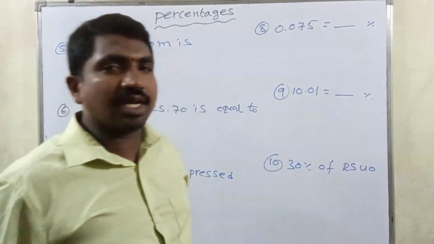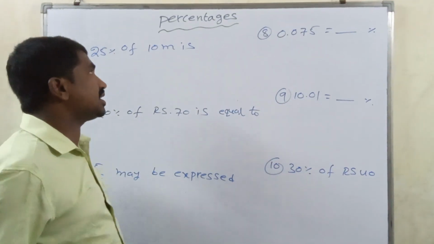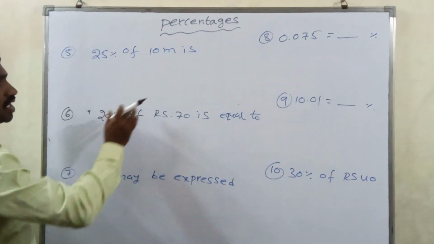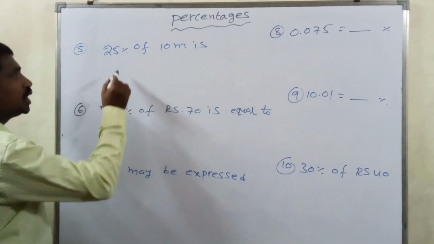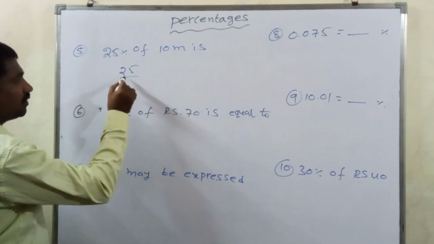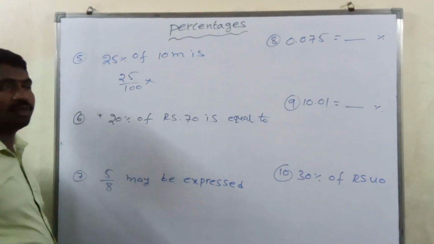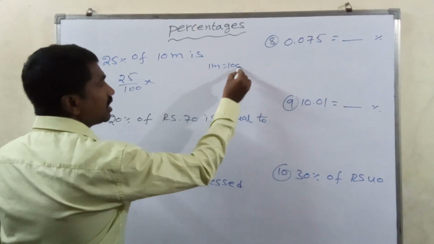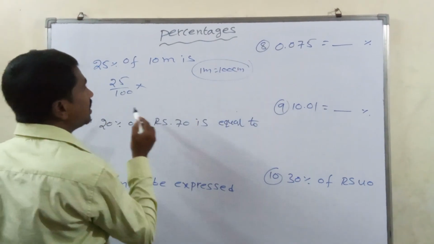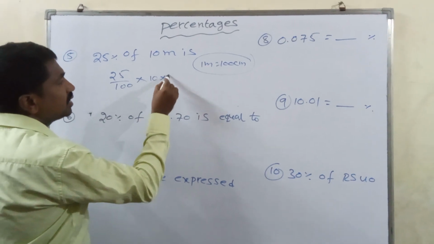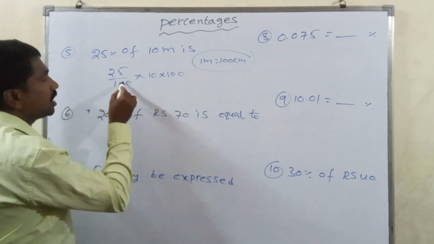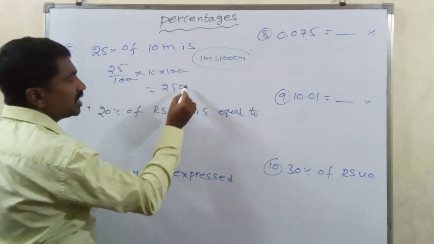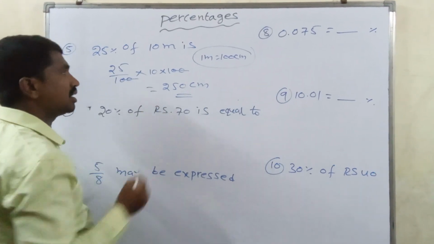Yes, now we discuss some more questions from percentages. 25% of 10 meter is, if you want to convert the meter into centimeter, 25 by 100 into 10 meter. For 1 meter, 100 centimeter. So 10 meter is nothing but 10 into 100. So 00 cancel. 25 into 10, 250 centimeters.